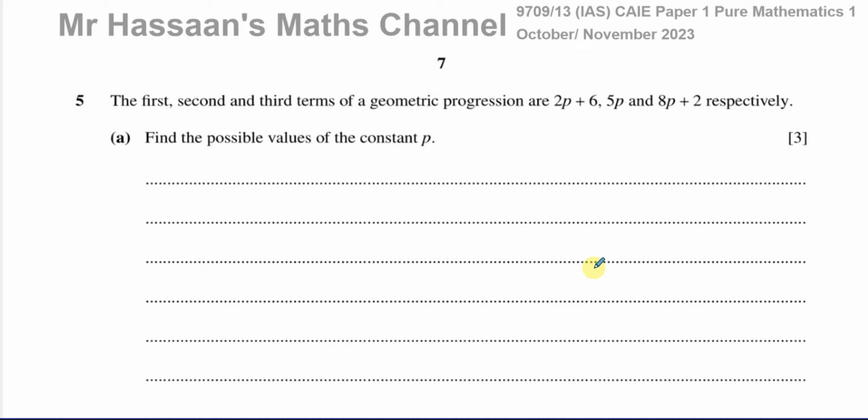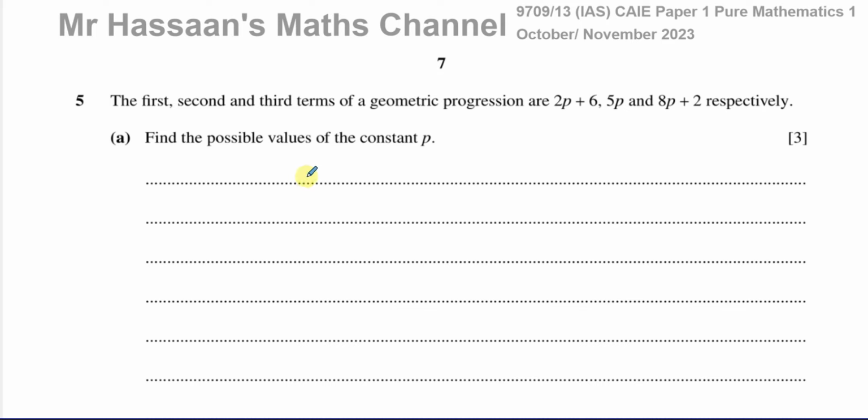I'm now answering question number 5 from the October-November 2023 Cambridge 9709 Pure Mathematics P1 paper, and this is variant 3. This is paper 1-3, and this question is about series. It says the first, second, and third terms of a geometric progression are 2p plus 6, 5p, and 8p plus 2 respectively. Find the possible values of the constant p.